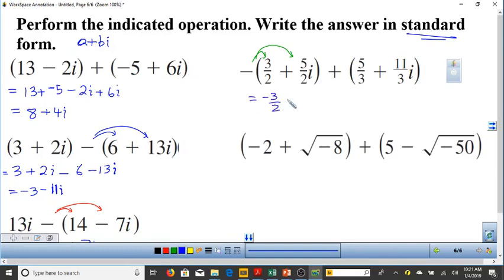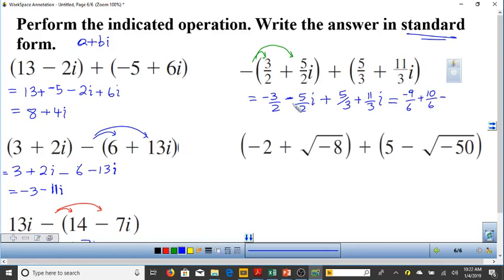Negative 3 halves plus, minus 5 halves i plus 5 thirds plus 11 thirds i. Negative 3 halves plus 5 thirds. So of course we'll have to get a common denominator of 6 here. So we're going to multiply the numerator and denominator here by 3. We get negative 9 over 6. And then multiply the numerator and denominator by 2. We get plus 10 over 6.